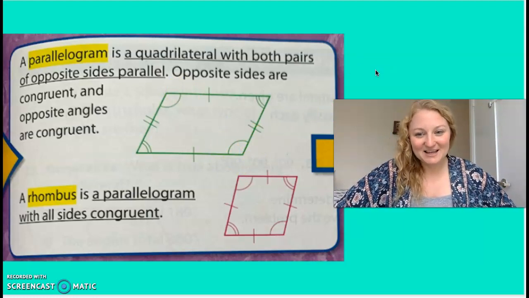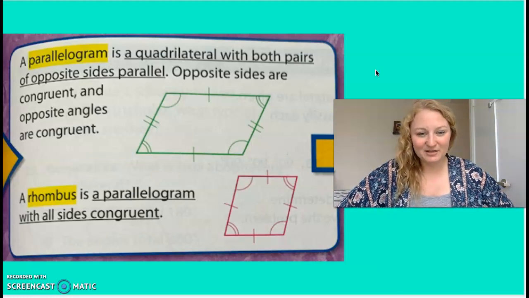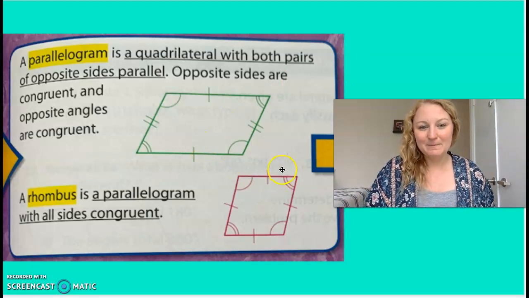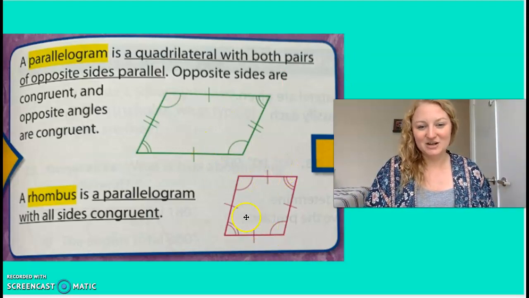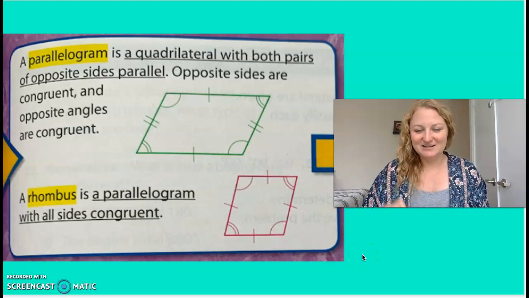A rhombus is in the parallelogram family, which is in the quadrilateral family. And a rhombus is just a parallelogram with all sides congruent. So opposite sides are parallel, and all sides are the same length. Opposite angles are congruent. It almost looks like if you took a square, because a square also has all four sides that are congruent, and you just tilted it a little bit.